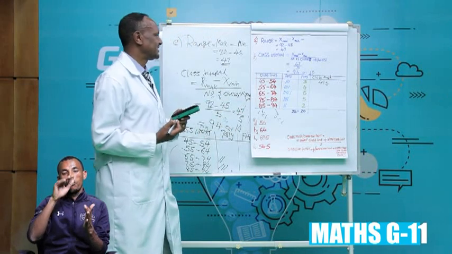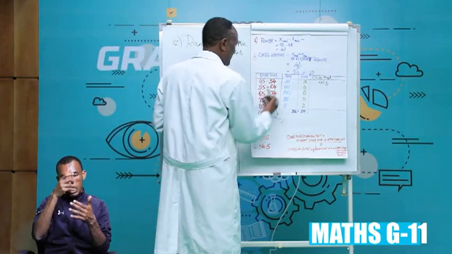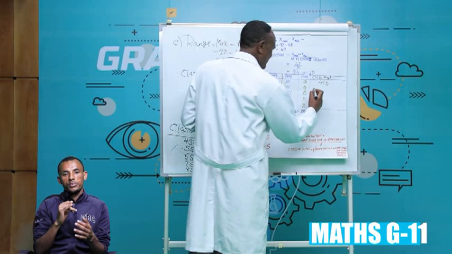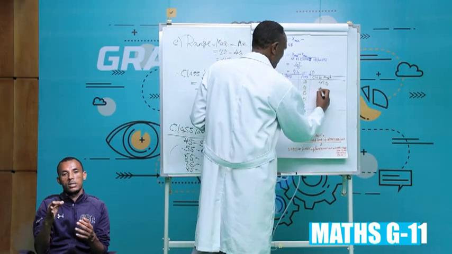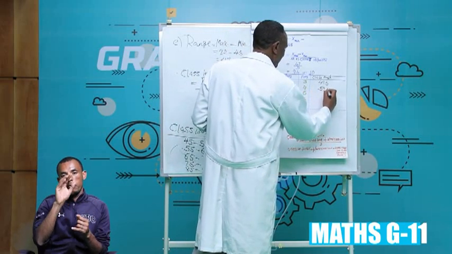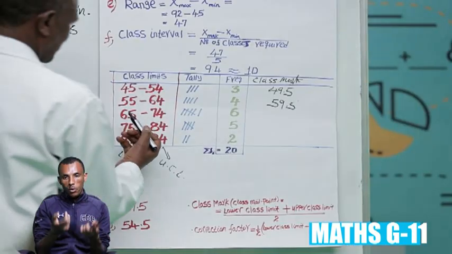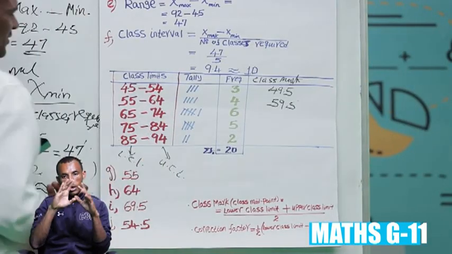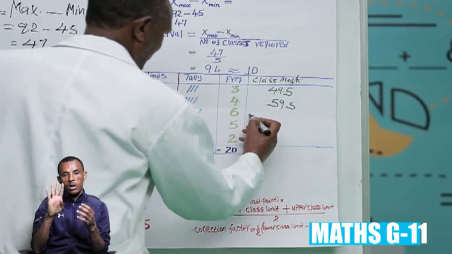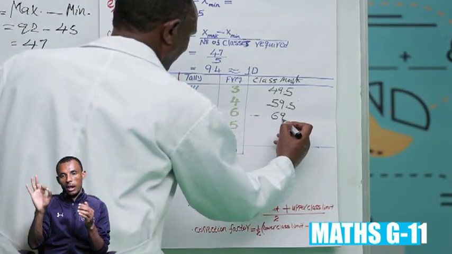For the second class, the class mark is 55 plus 64, 119. When divided by 2, 59.5 comes. For the third class, 65 plus 74, 139. Divided by 2, you will get a result of 69.5.